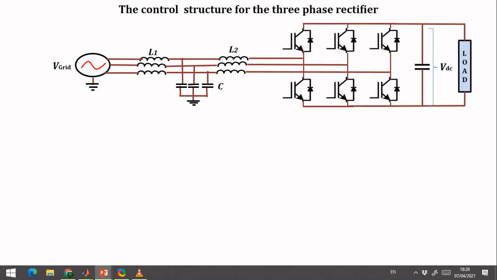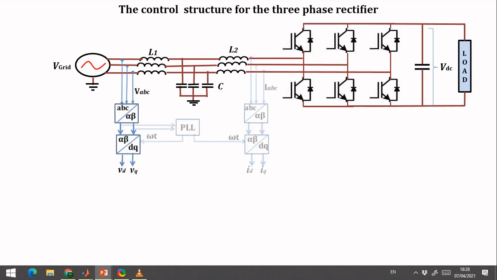The control structure for the 3-phase rectifier. For implementation of the controller, we need to sense the 3-phase grid voltage, the 3-phase inverter current and the output DC voltage.